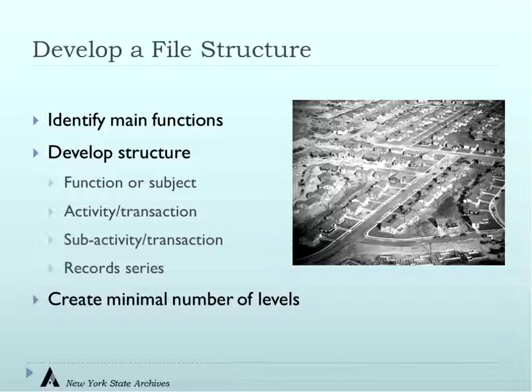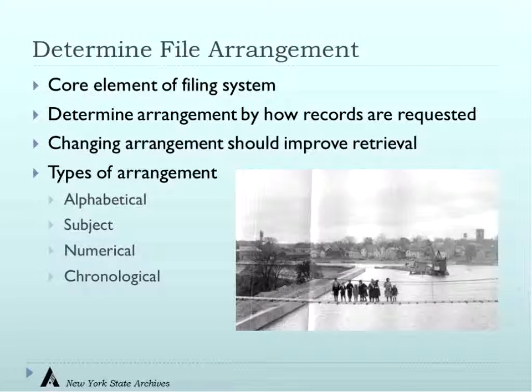Within the structure is the file arrangement, which is the predetermined order of the files in a record series. And this is the core element of the filing system since it provides the structure for your files within the record series. An arrangement may already be there, or it may be easily imposed, as with numbered records such as vouchers or files with case numbers.